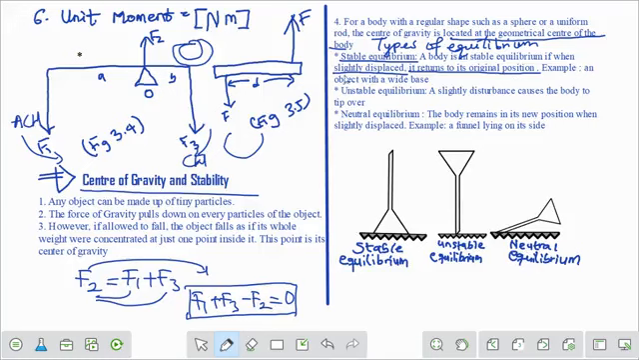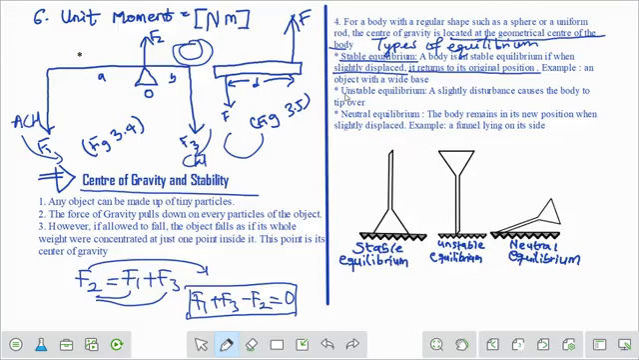An example is an object with a wide base, just like this funnel. If you look at this funnel now, if you just slightly touch it, it is going to remain in this position again. So that is why, if slightly displaced, it returns to its original position.